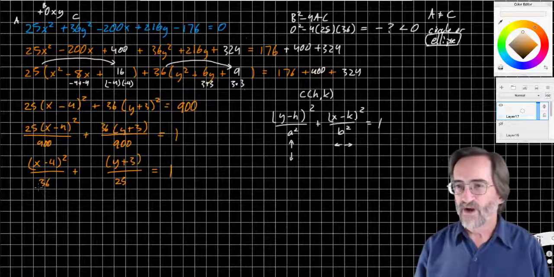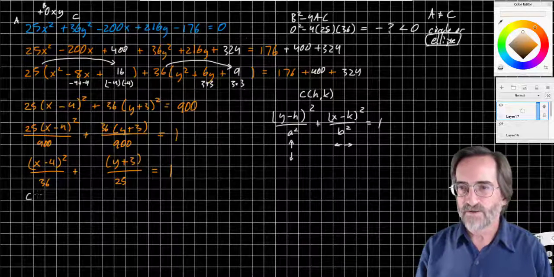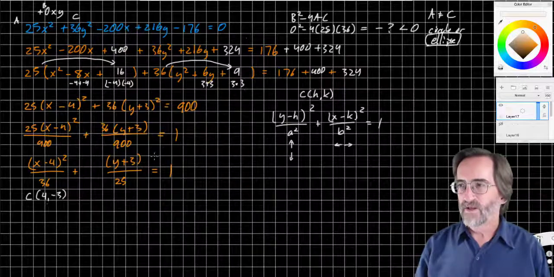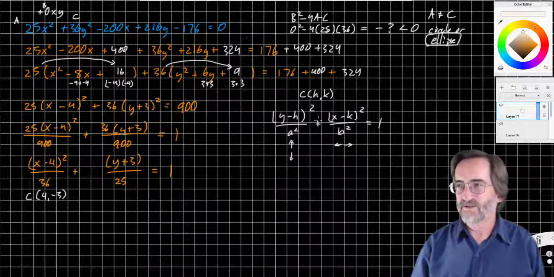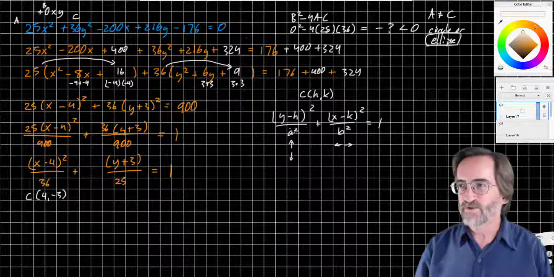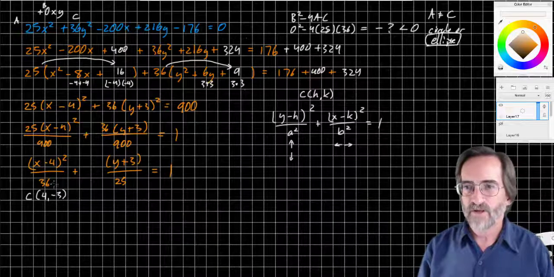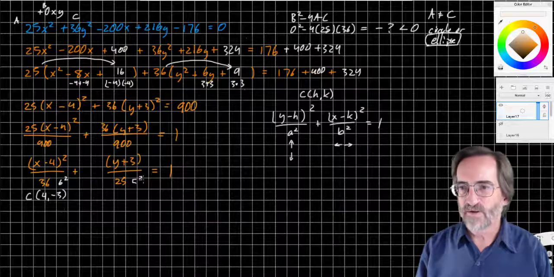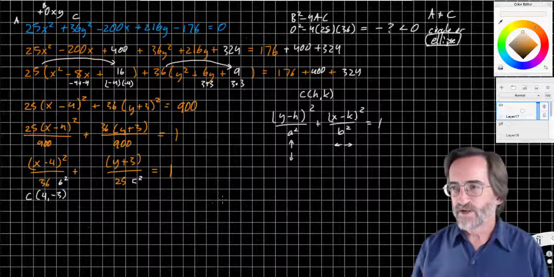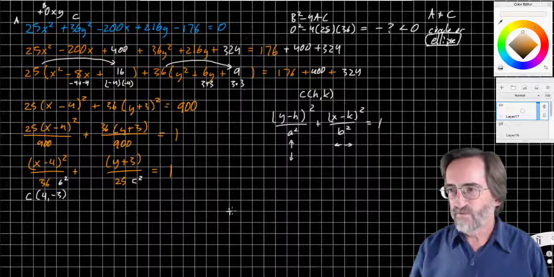So here's how I graph this. We're going to graph this centered at 4, negative 3. And I started with y and x. It's really irrelevant which one comes first, just so that we understand the value under the y goes up and down and the value under the x goes left and right. 36 is 6 squared. 25 is 5 squared. So we're going to center our ellipse at 4, negative 3.